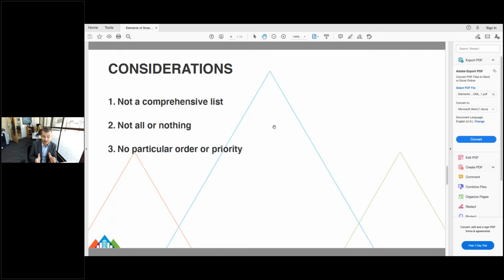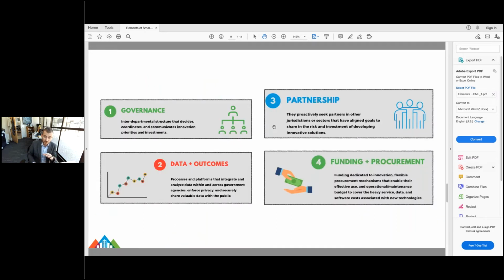But we do find in our work in this space that all 8 of them are very important. So these are the 4 we're going to focus on today. I won't talk any more about them. I'll let our experts do the talking here. But these are 4 of definitely the essential things to making your city smarter.